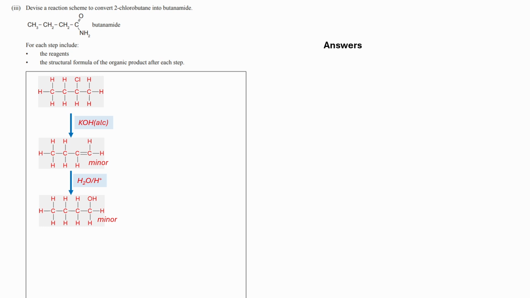I'm just going to write that down. It might not be information that they need to know, but I'm showing them that I'm aware that when I carried out this reaction, there were two different products, but it's the minor one we need to actually go ahead and make this butanamide. Okay, so I've got to this point and made an alcohol.